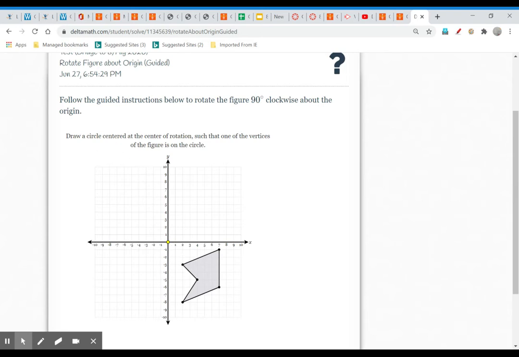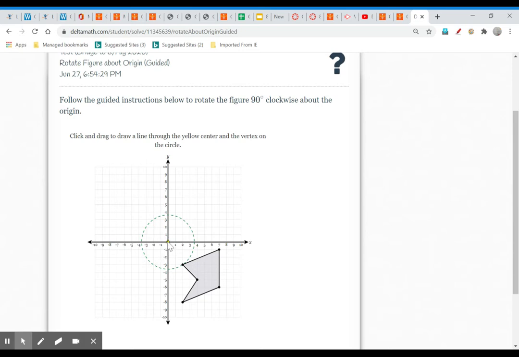So first thing, it says draw a circle centered at the center of rotation such that one of the vertices of the figure is on the circle. So you're going to go to the origin. You're going to click, hold down, and when you drag out, it's going to draw a circle. And you want the edge of the circle, or a point on the circle, to intersect with one of the vertices. It does not matter which one. Now this is where it gets a little weird.